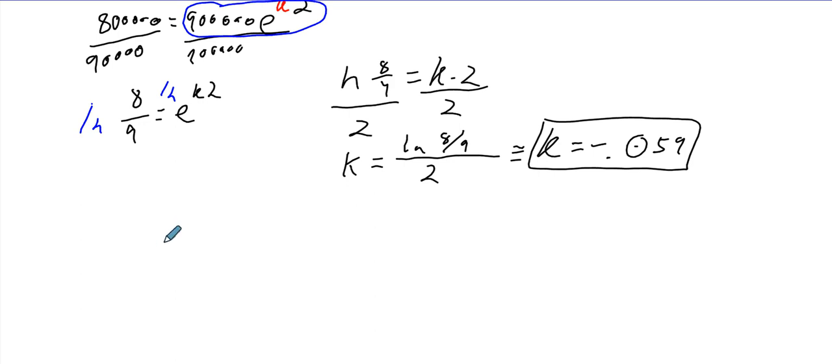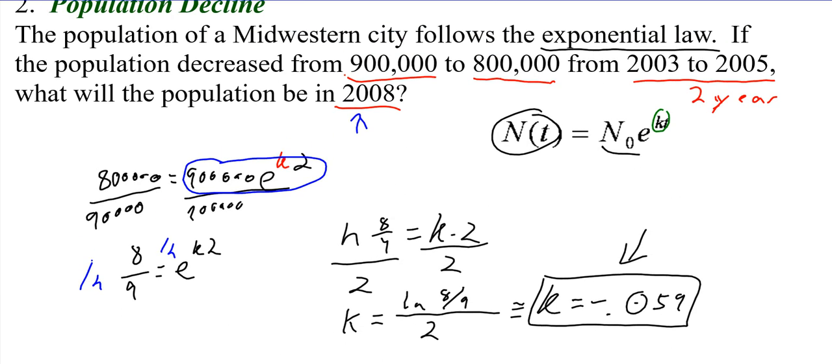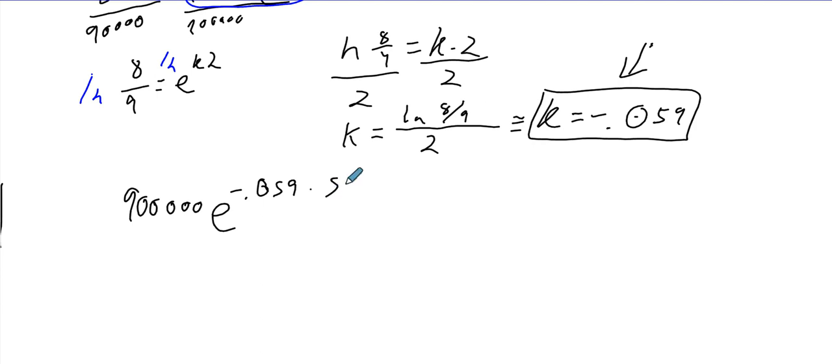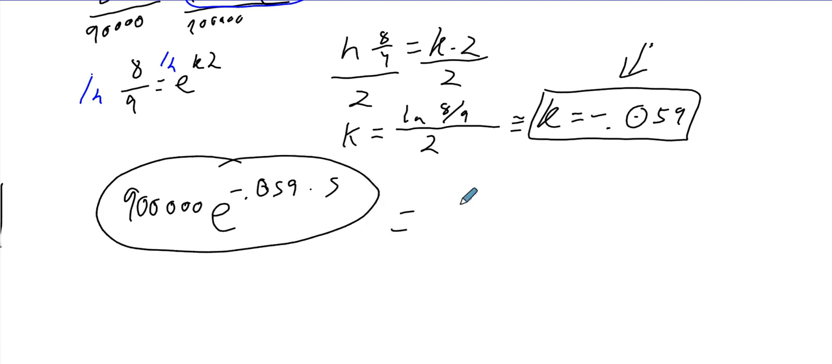So I have my initial population was 900,000. It's going to be e, there's my K, so negative 0.059. And this is for 2008. So from 2008 to 2003, we got 5 years. So my T is 5. So plugging that in, that's 5. Okay. So now I can just type this into my calculator, and what I end up getting is a population of 670,078 people, rounding to the nearest whole number because we're talking about population of people. That would be the anticipated population of that region.